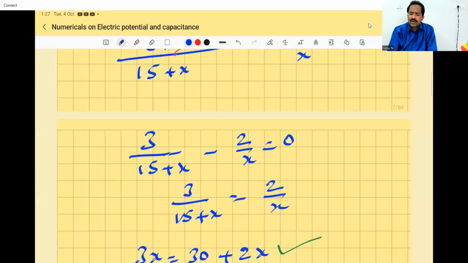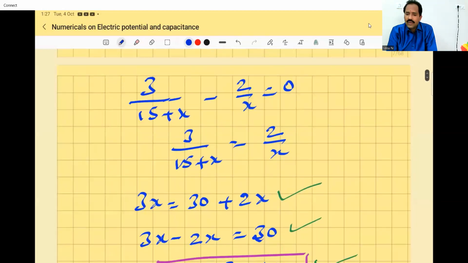Just simplify. So 3 by 15 plus X is equal to 2 by X. Okay, now cross multiply. You will get 3 into X, 3X, is equal to 15 twos are 30 plus 2 into X, 2X. See, 3X is equal to 30 plus 2X.